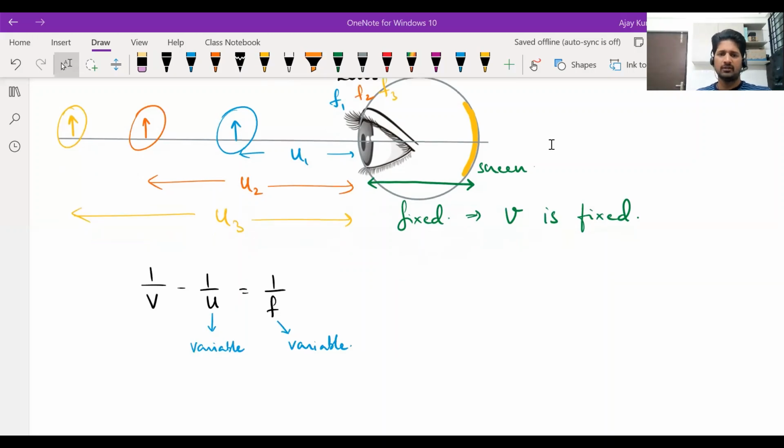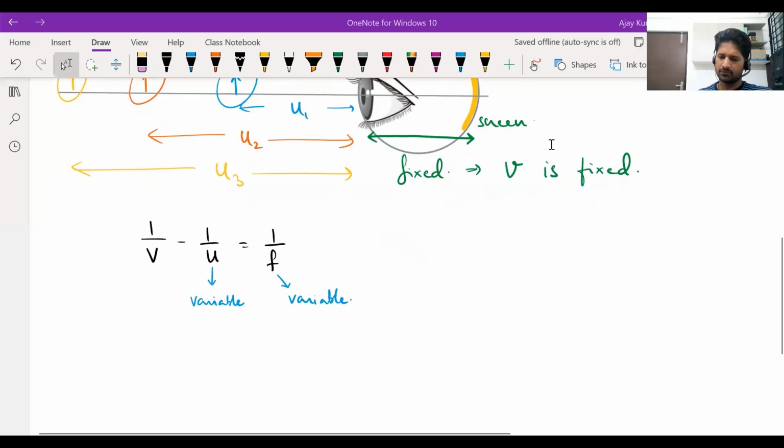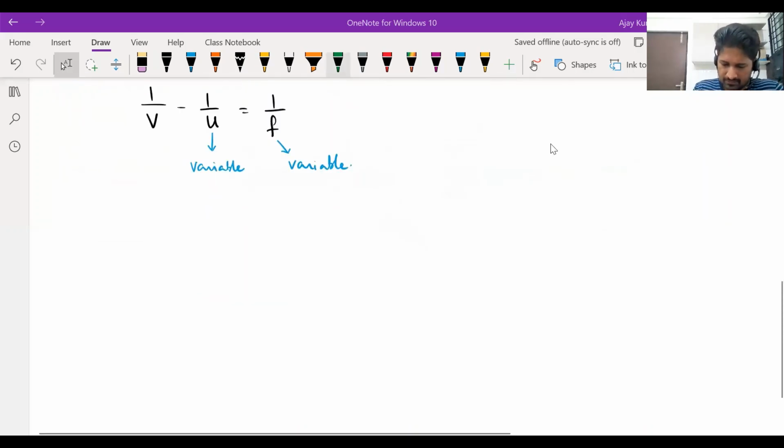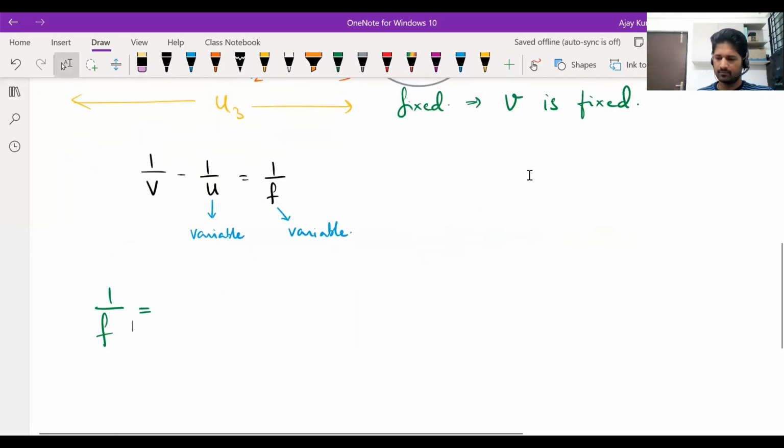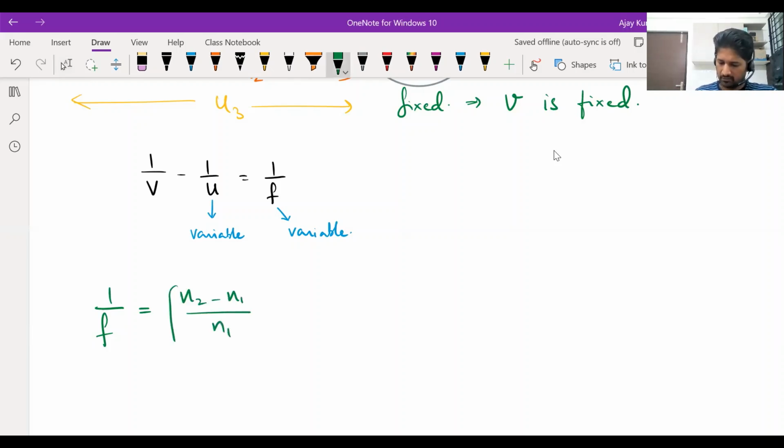Okay. One of you tell me the lens maker's formula. Formula for the focal length of a lens. So 1 by f is equal to (n2 minus n1) by n1 into 1 by r1 minus r2. Okay. Don't say 1 by r1 minus r2. It's 1 by r1 minus 1 by r2.